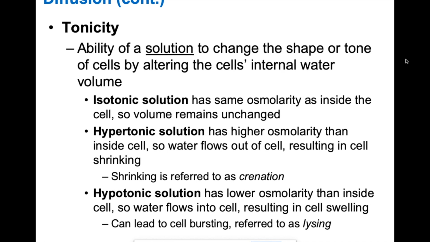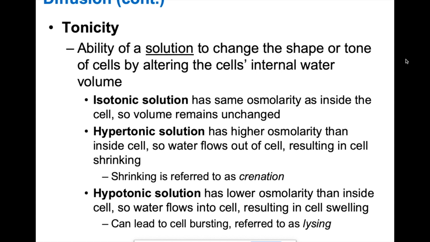Hypertonic, hyper, R, wrinkled like a raisin. Hyper, if you give a kid a lot of sugar, they are hyper, higher, okay? The solution has a higher osmolarity than the inside of the cell. So this causes water to flow out of the cell, wrinkled like a raisin. Water is going to be exiting because it's going to be wrinkled up. So this is a shrinking, okay? And that's called crenation of a cell.